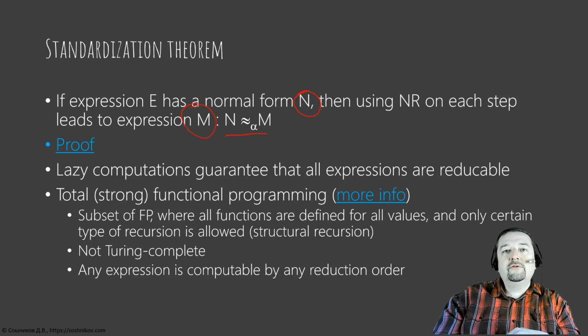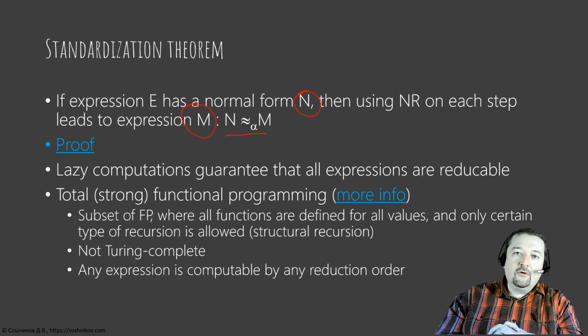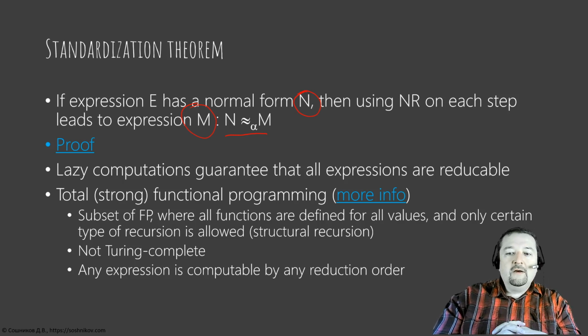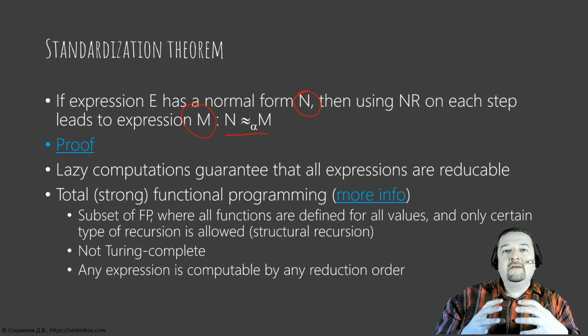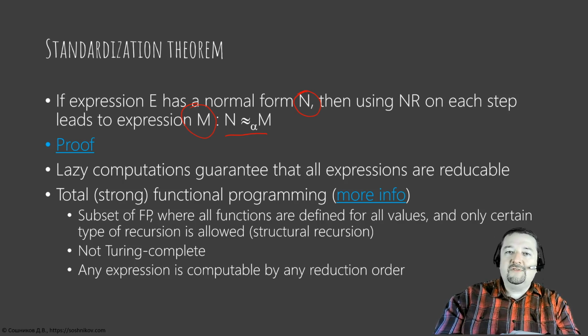Applicative reduction order does not guarantee it. There is a subset of functional programming called total functional programming, which is such a subset that even applicative reduction always produces the result. And to do that, we need to guarantee ourselves from some kind of endless loops like we've seen before.